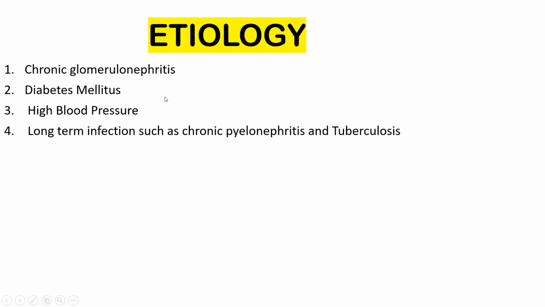Next is long-term infections such as chronic pyelonephritis and tuberculosis. So long-term infection, that is chronic. बहुत दिनों से infection हो रहा है, such as what type of infection? Chronic pyelonephritis as well as tuberculosis. What is the meaning of pyelonephritis? Very, very common. I have explained in UTI also everywhere. What is pyelonephritis? Don't tell me that you don't know.